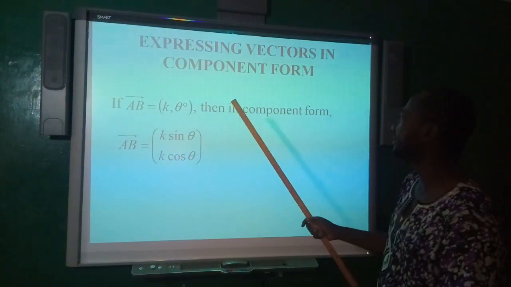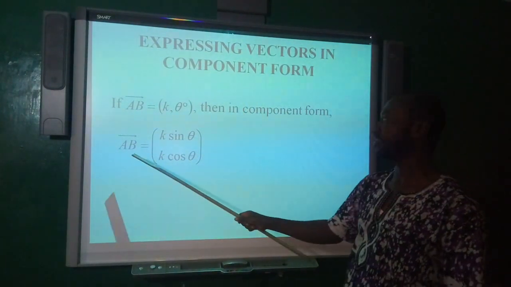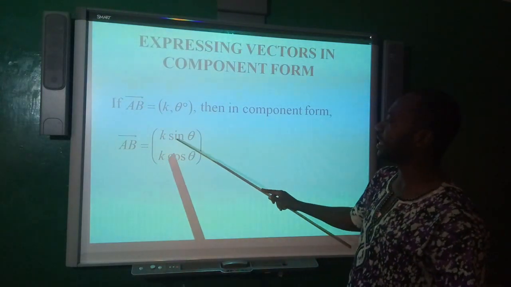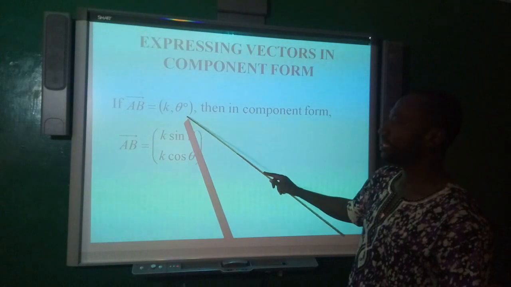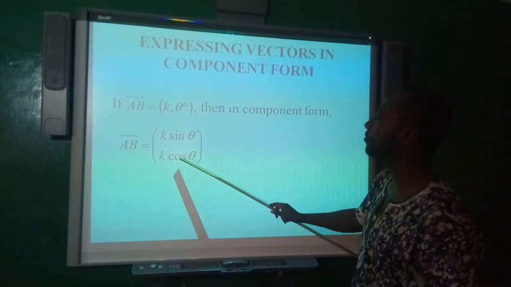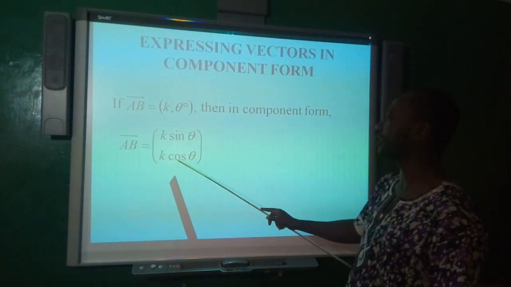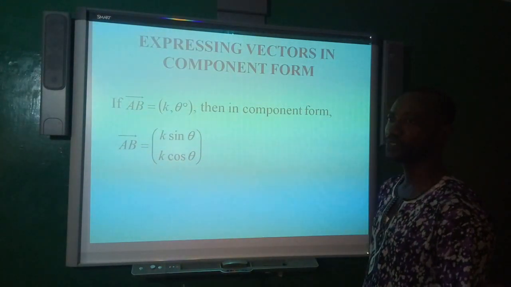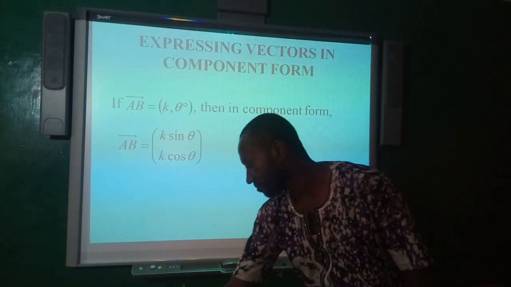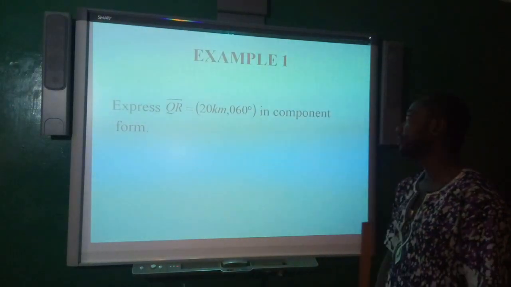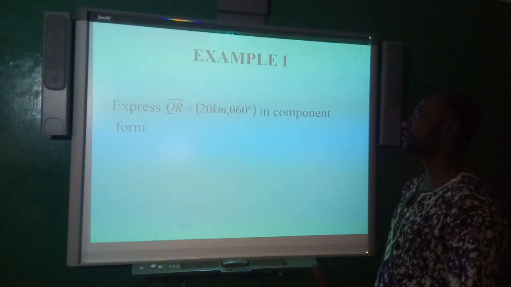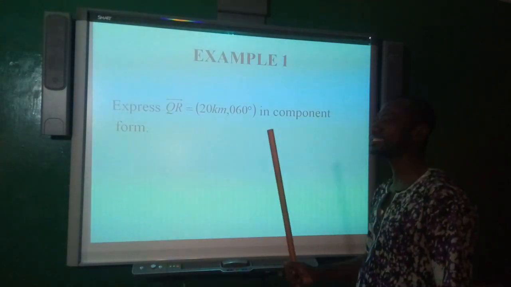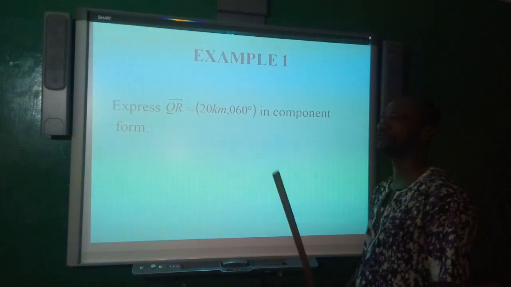If you have this, then in component form, our vector AB is going to be the magnitude multiplied by sine of the angle for the x component, and then the y component to be the magnitude also multiplied by cos of the angle. That will give it to you in component form. Let's take an example of that. Example 1. Express vector QR, which is in magnitude bearing form, 20 kilometers, 060 degrees, in component form.